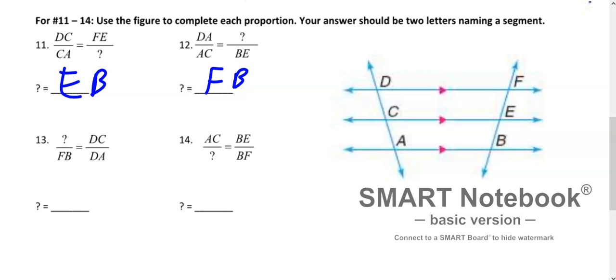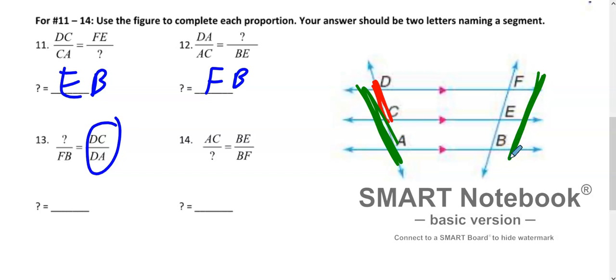All right, start with what you know, DC and DA. So DC is the left top. DA is the whole left side. FB, what's that? Well, FB is the whole right side. So what corresponds? FE.